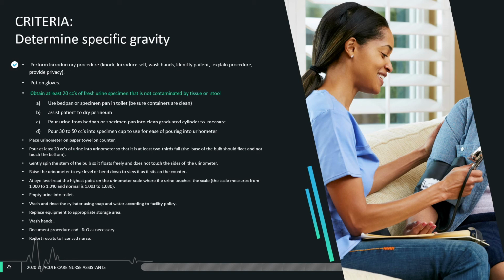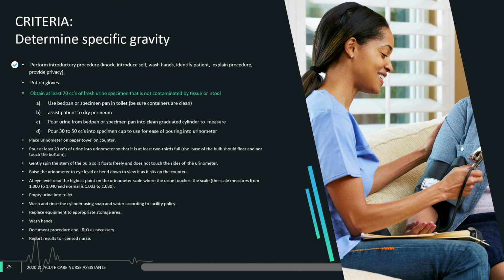Pour urine from bedpan or specimen pan into clean graduated cylinder to measure. Pour 30 to 50 cc into specimen cup to use for ease of pouring into urinometer. Place urinometer on paper towel or on counter. Pour at least 20 cc of urine into urinometer so that it is at least 2/3 full.